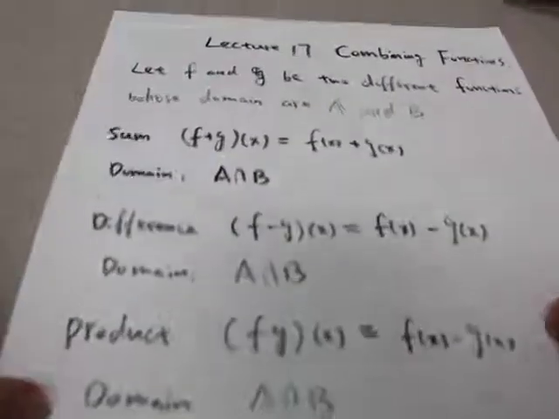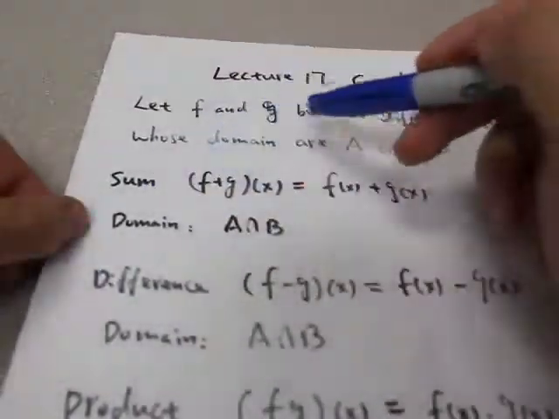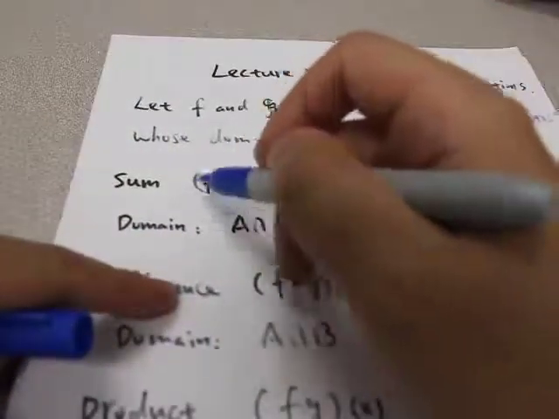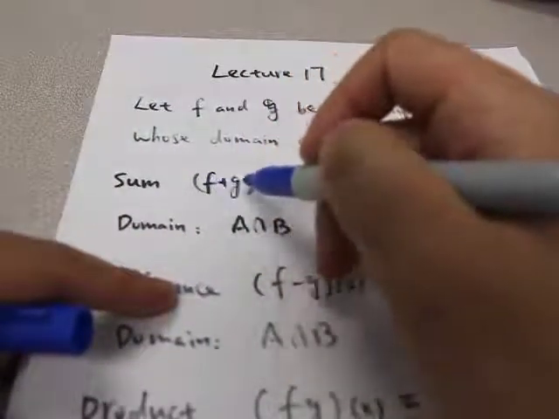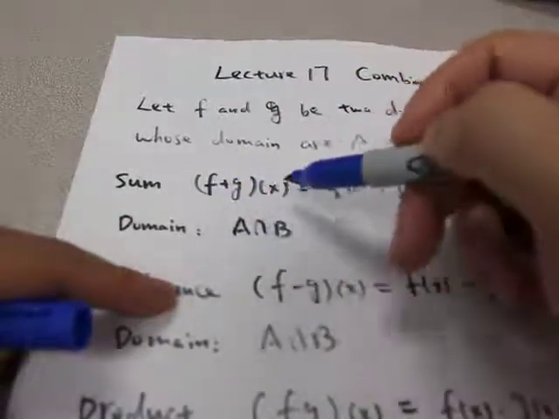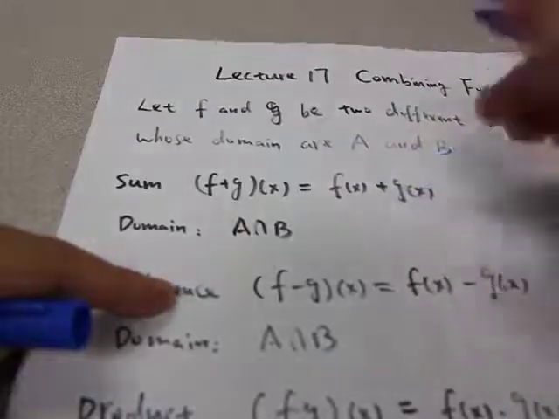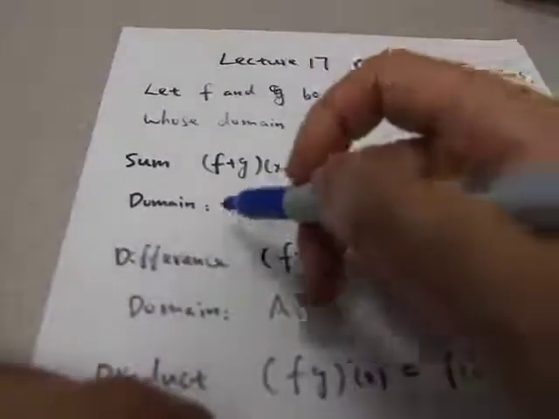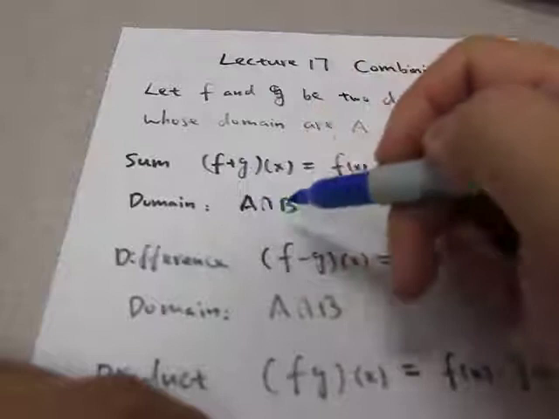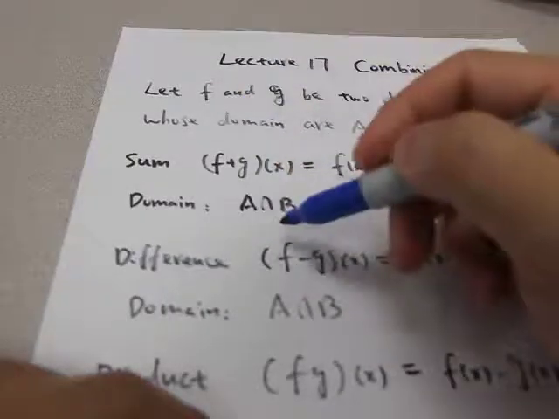Okay, now let me show them to you one by one. For the sum of the functions f(x) and g(x), we use the notation (f + g). The definition of the function is that it equals f(x) plus g(x). And the domain of this function is the intersection of the domains of f and g.